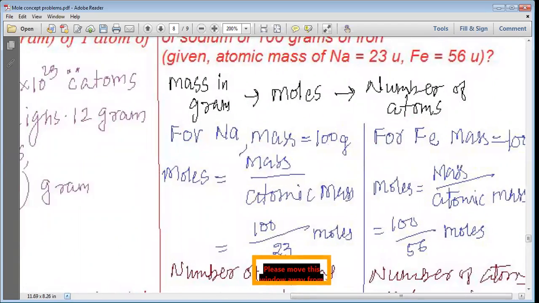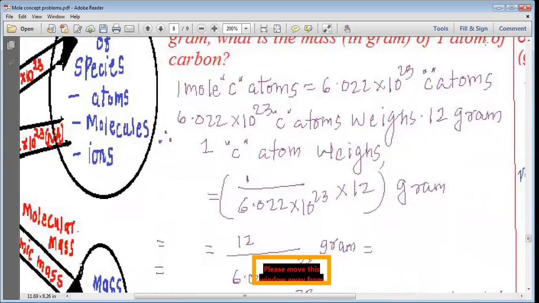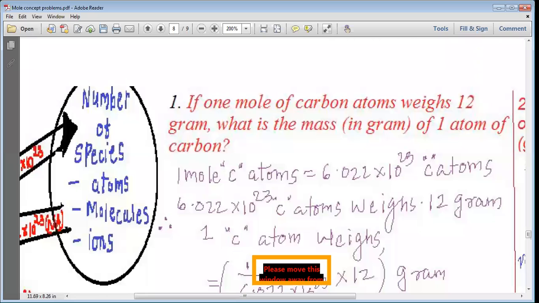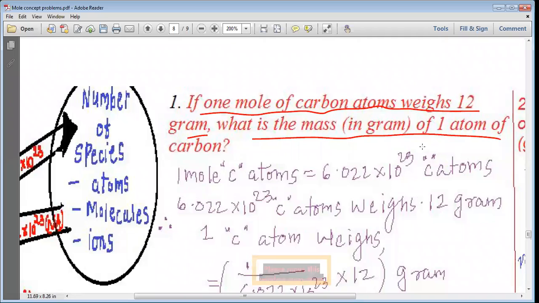Let's look at some other problems. Let's have a look at the next question. The next question tells us that if 1 mole of carbon atoms weighs 12 gram, what is the mass in gram of 1 atom of carbon?